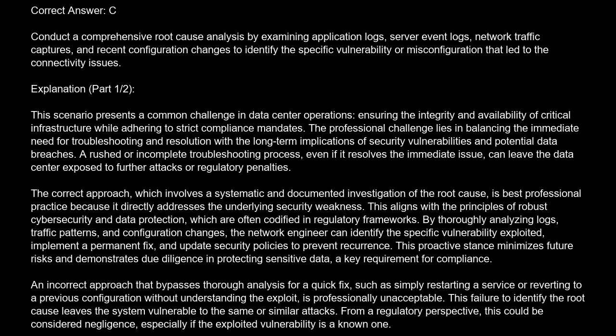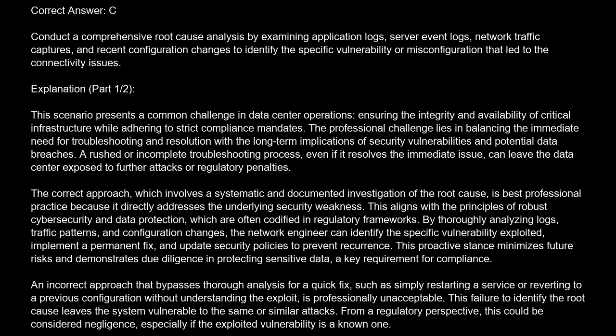The correct answer is C. Conduct a comprehensive root cause analysis by examining application logs, server event logs, network traffic captures, and recent configuration changes to identify the specific vulnerability or misconfiguration that led to the connectivity issues.